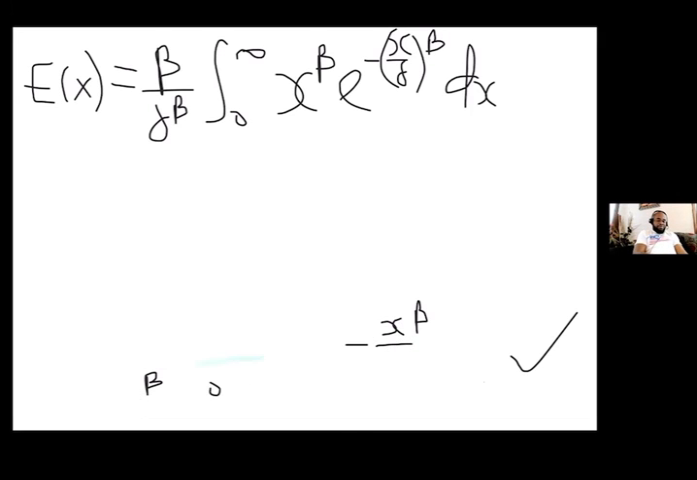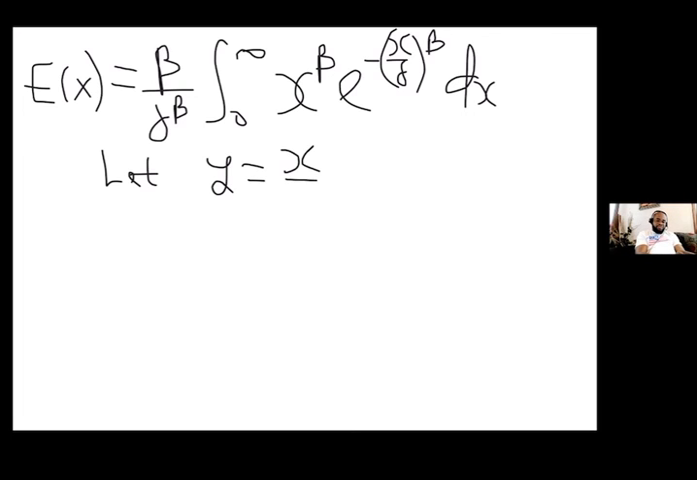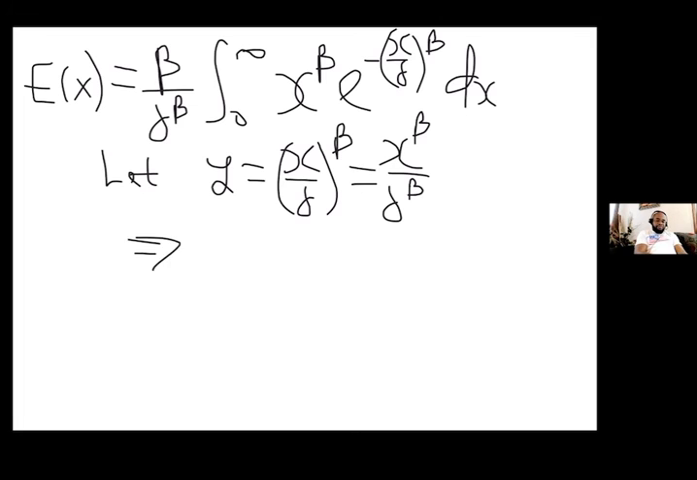So what are we going to do? We're going to use the substitution method again. We're going to let y be equal to this. The exponential is carrying a lot of stuff, but I want the exponential to carry a single variable. So I'm going to write y equal to x over theta, raised to the power beta. And this implies x raised to the power beta is equal to y theta raised to the power beta.